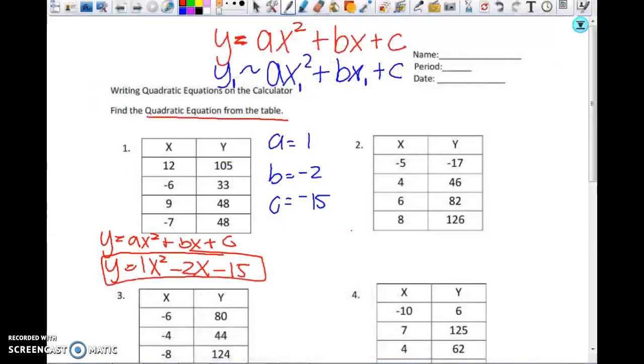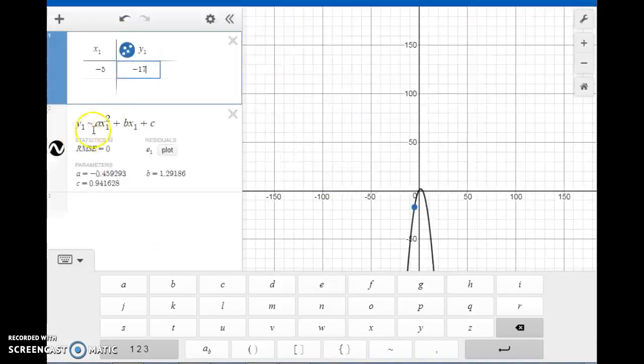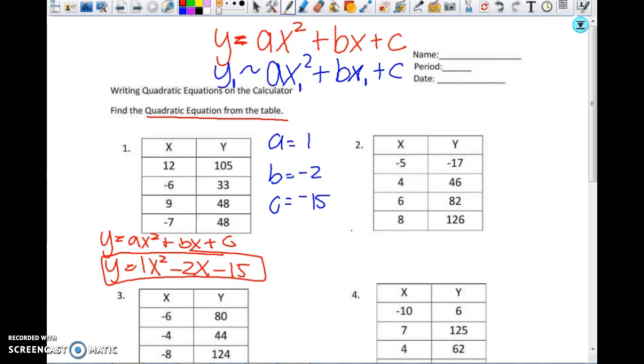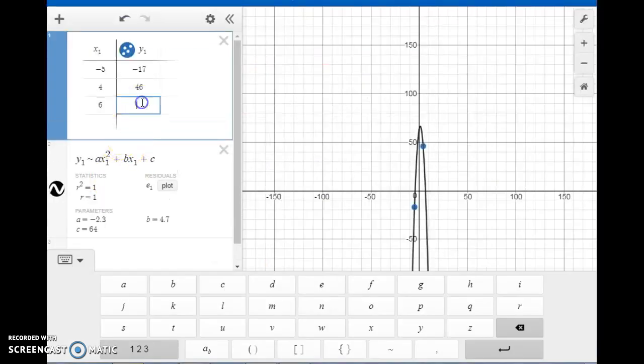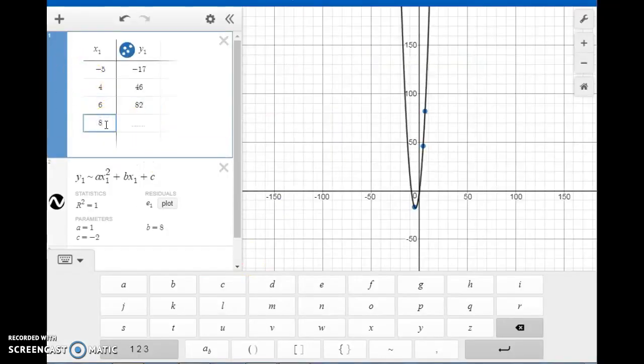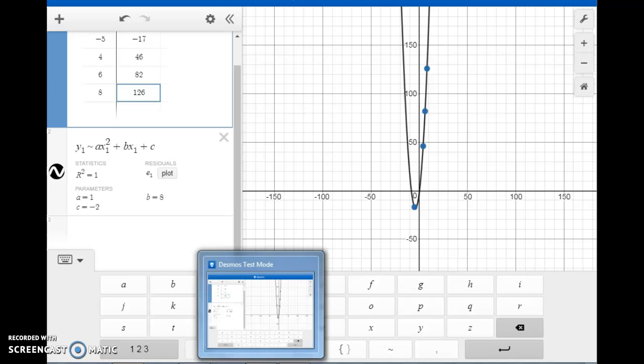Okay. So negative 5, negative 17, 446, 682, 126. Okay. And again, it gave me the a, the b, and the c. The a is a 1, the b is an 8, and the c is a negative 2. So then all you got to do is plug that in to your equation.